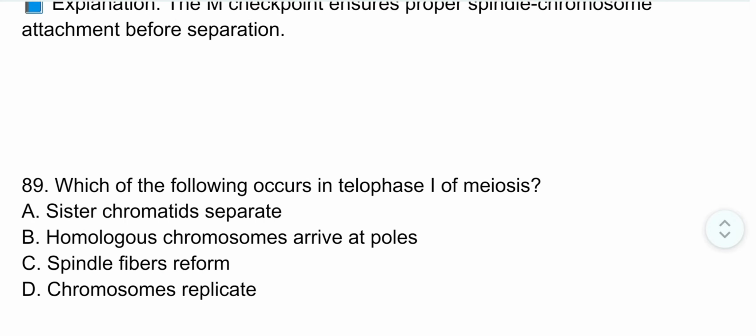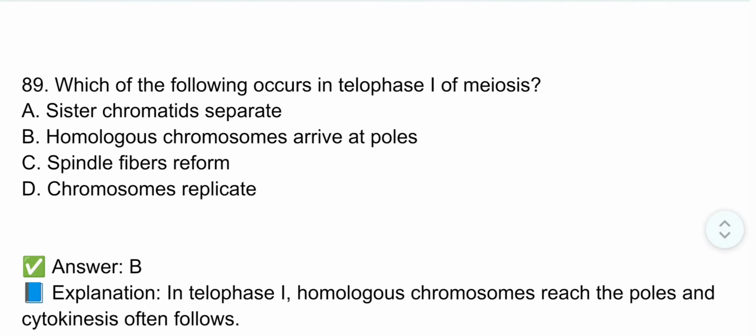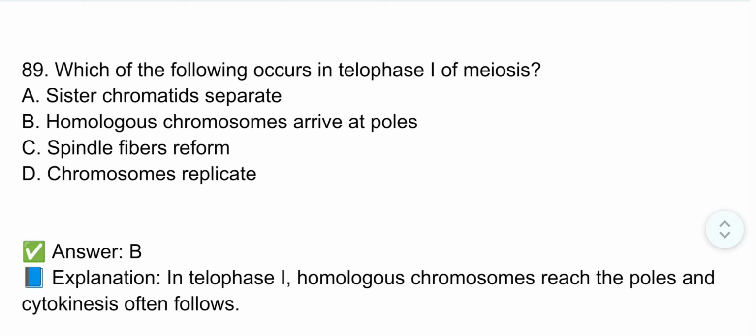Question number 89. Which of the following occurs in telophase I of meiosis? The correct option is option B. Homologous chromosomes arrive at poles. In telophase I, homologous chromosomes reach the poles and cytokinesis often follows.